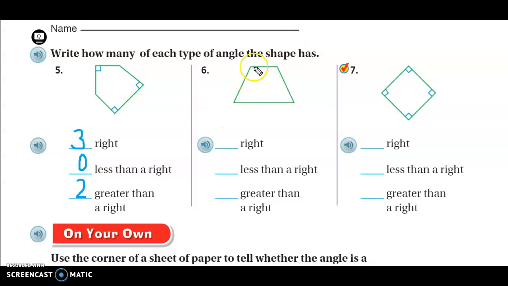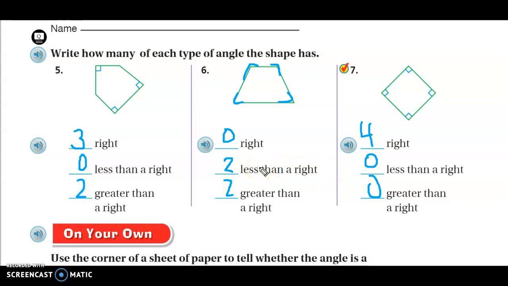Over here, we don't see any L's or any symbols, so there are 0 right angles. There are 2 that are acute. These 2 right here, that one is less than, and that one is less than. So there are 2 that are less than right. And then up here, these are both greater because they open up. So we have 2 that are greater than right. And number 7, this is our square. So look here, we have 4 right angles, 0 are less than right, and 0 are greater than right.